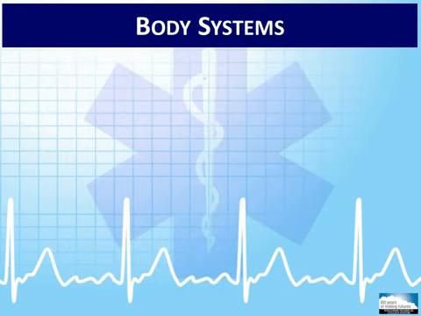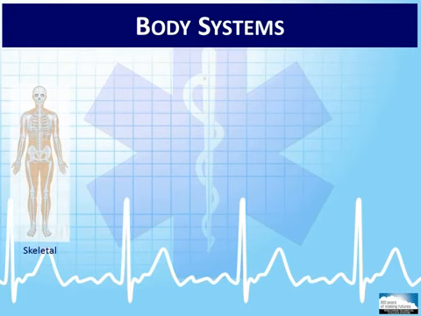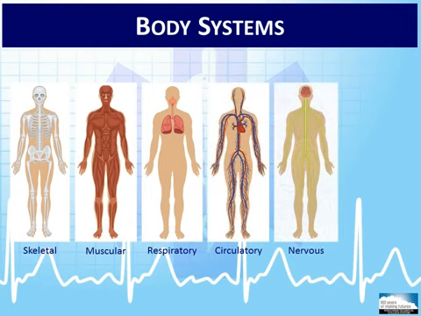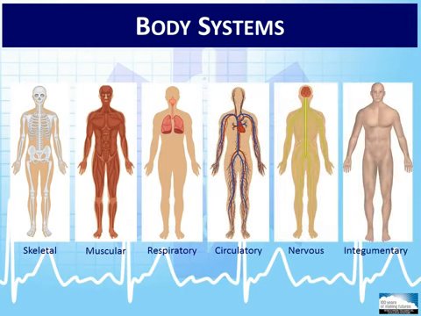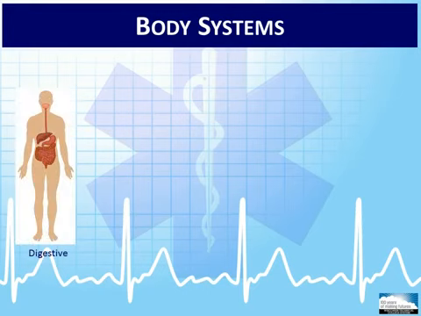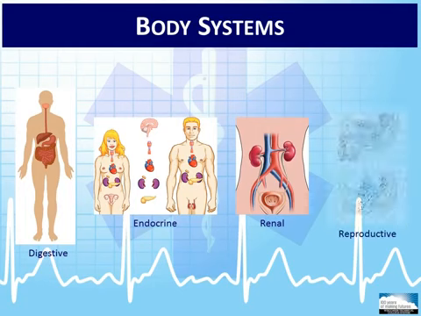With our introduction to anatomical landmarks and positional terms completed, we can now begin focusing on the different systems within the body. We will begin by first discussing the 6 major body systems: skeletal, muscular, respiratory, circulatory, nervous, and integumentary. We will then continue by discussing the remaining systems: digestive, endocrine, renal, and reproductive.